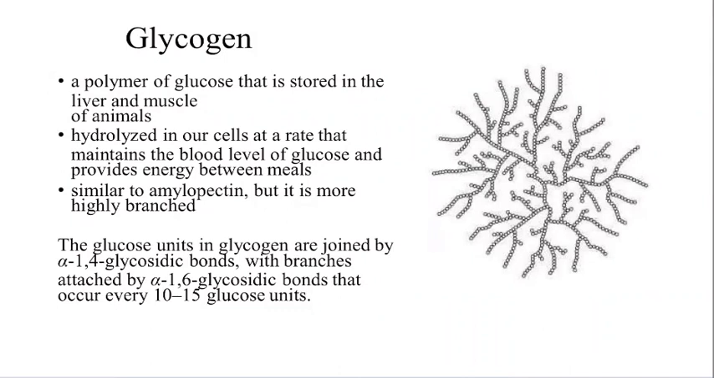When we look at the structure for glycogen, it looks like amylopectin. It's just that it's more highly branched. But again, it is made from those glucose units. And you can see that in our cells, we hydrolyze that glycogen to maintain blood glucose levels in between meals, or if you're doing exercise like a half marathon or a full marathon, just to maintain your energy throughout.